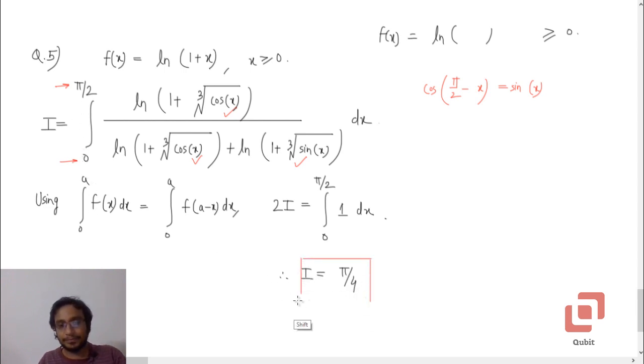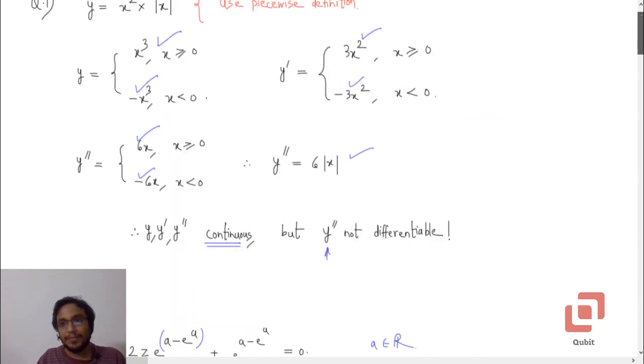Yes, again you can say that this problem might be complicated because of the presence of log, but if you argue correctly, I don't think it is too difficult to handle. So the correct answer to question 5 is pi by 4, whatever option that is.